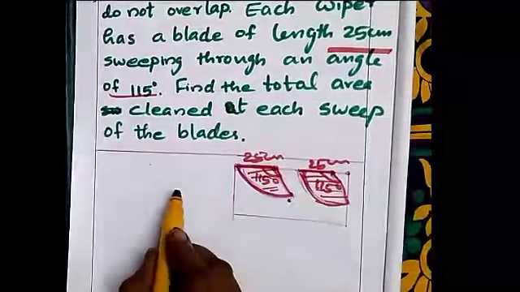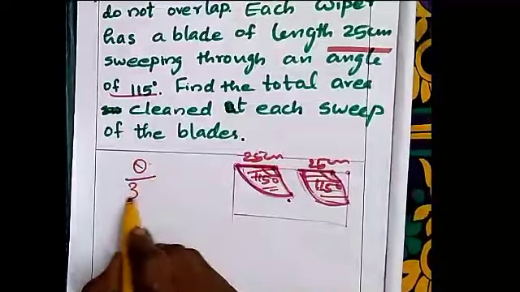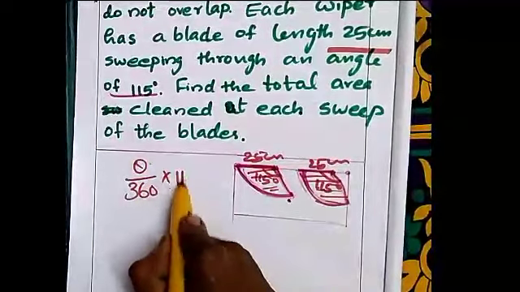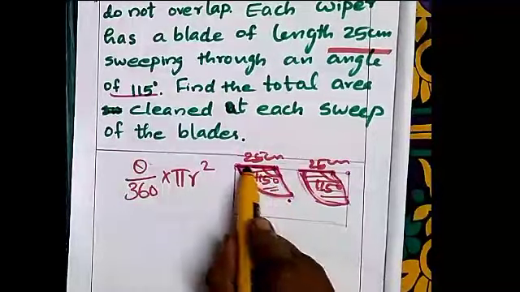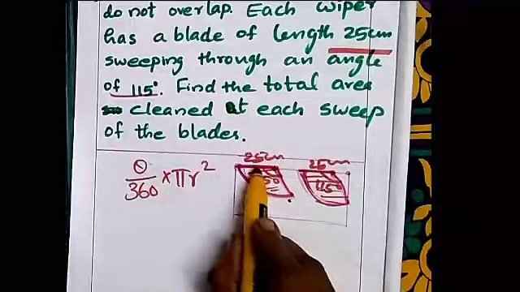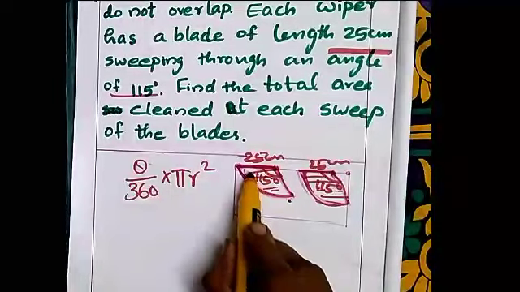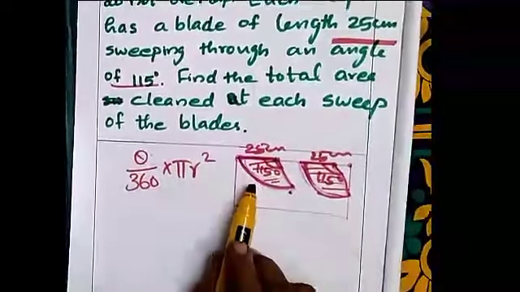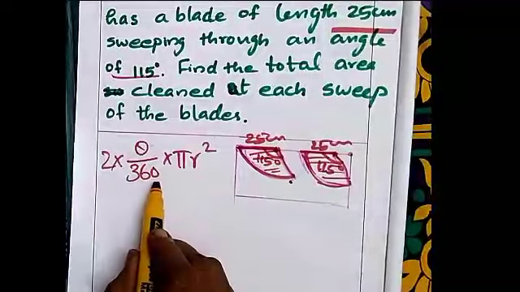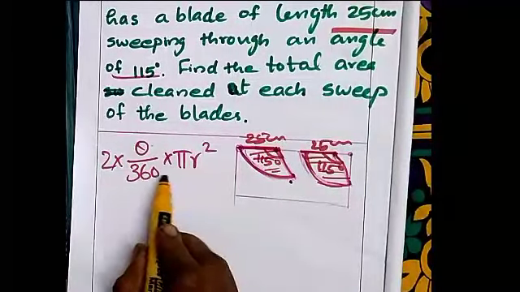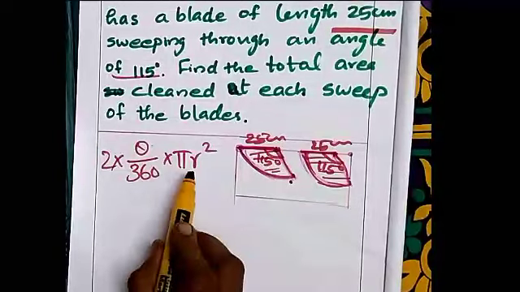What is the area of the sector? The formula is theta by 360 into pi r square. So the area covered by the blades, here it is 115 degrees, is the area of the sector. We are finding the area of 2 sectors: 2 into theta by 360 into pi r square. That's the total area covered by the 2 blades.